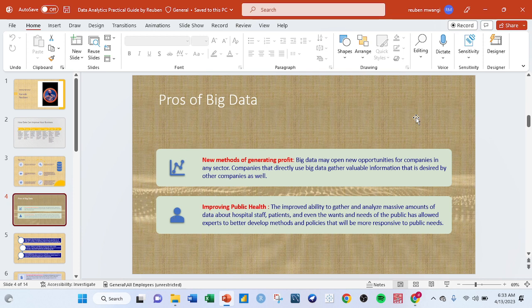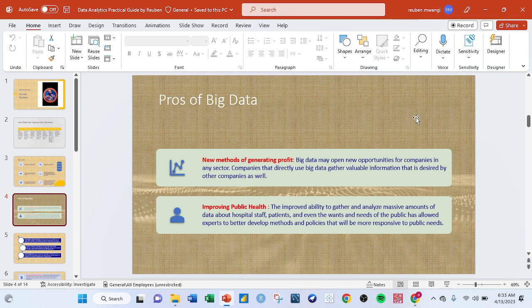So we also have advantages of big data now. Number one, big data is a new method of generating profit. If you're able to use the data that you have well, you're in a better position to make profit, because you become more innovative in this case.